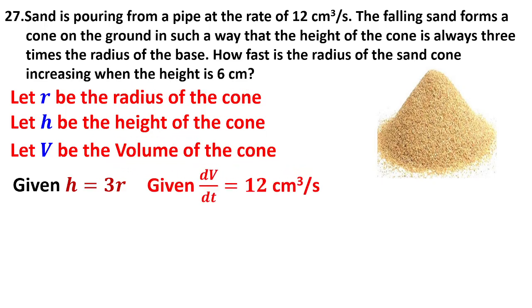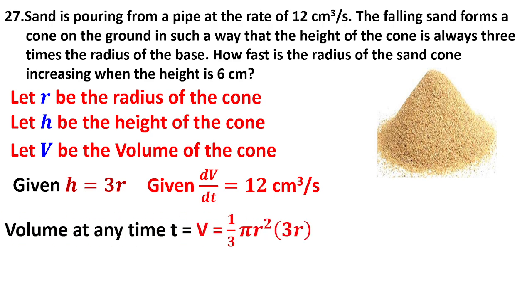Our dV/dt is given as 12 cm cube per second. Sand is falling from a cone, increasing, therefore 12. Volume is 1/3 pi r squared h. h is replaced by 3r. I got V equal to pi r cubed. Volume is expressed in terms of a single variable. You may ask why we have expressed it in terms of radius: because how fast the radius is increasing is asked. Suppose they ask how fast height is increasing, express volume in terms of height.